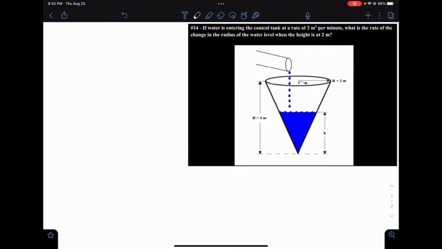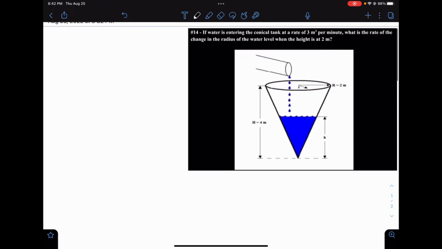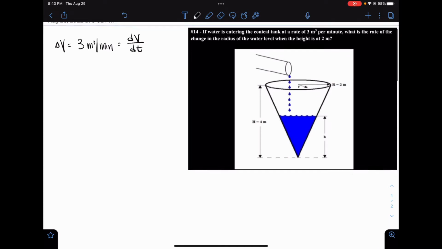Problem 14 gives us our first related rates problem. I think the best way to approach these is to identify first any rates that you are given and any equations you think you might need, and then from there, make a path to the rate you're looking for. First, we are given the change in volume equals 3 meters cubed per minute, which is dV/dt. We know what we're looking for is dr/dt.